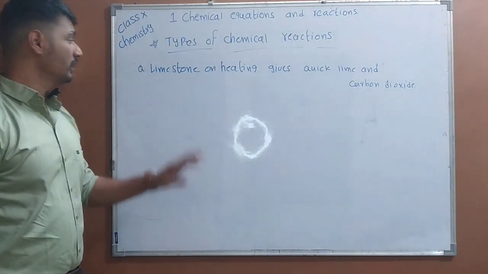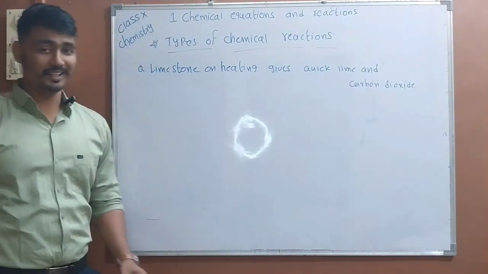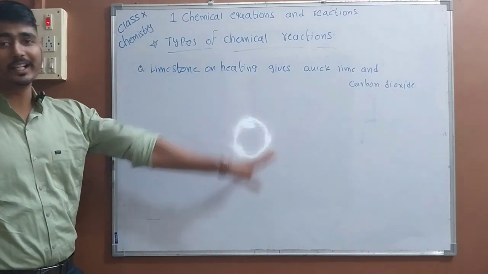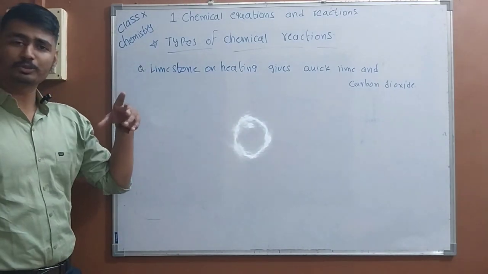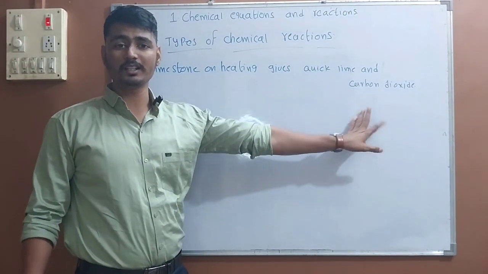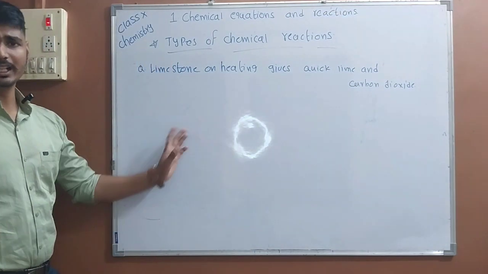So the reaction is limestone on heating gives quicklime and carbon dioxide. So my dear smart students, I know there is no need to write the reactions. You have already identified the type of reaction. Why? Because limestone is one single compound and it is forming two different simpler substances, quicklime and carbon dioxide. So it is none other than a decomposition reaction.